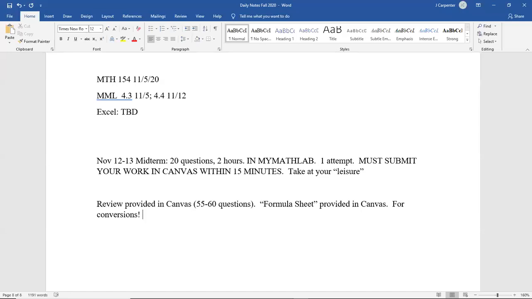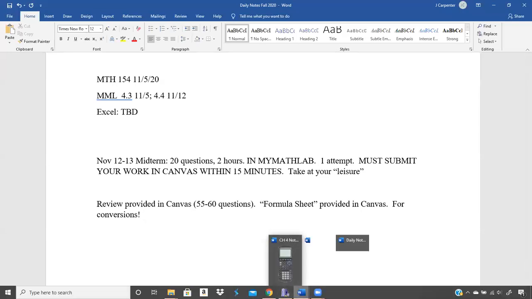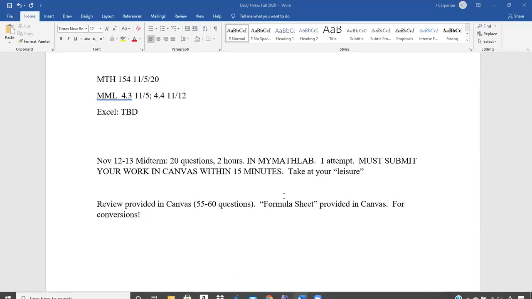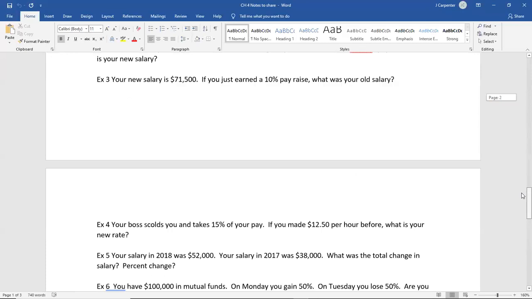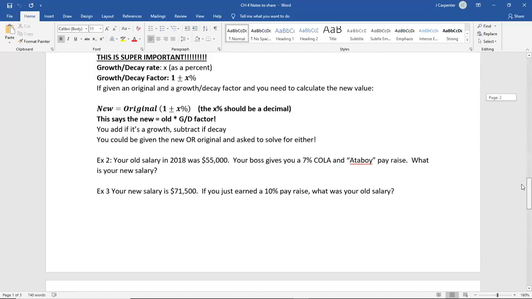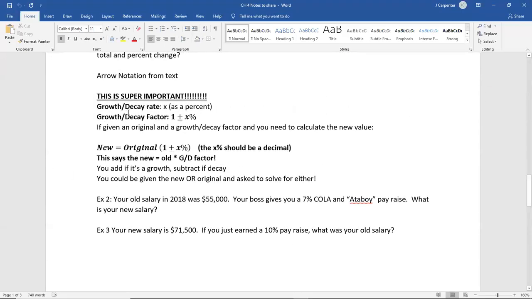So with that being said, let us move on to the last little bit of 4.4 where we left off. All right. So, last time we did all of these problems, we talked about this growth factor, this growth decay rate, this new equals original times the 1 plus or minus X%, where again, this right here was your growth factor.